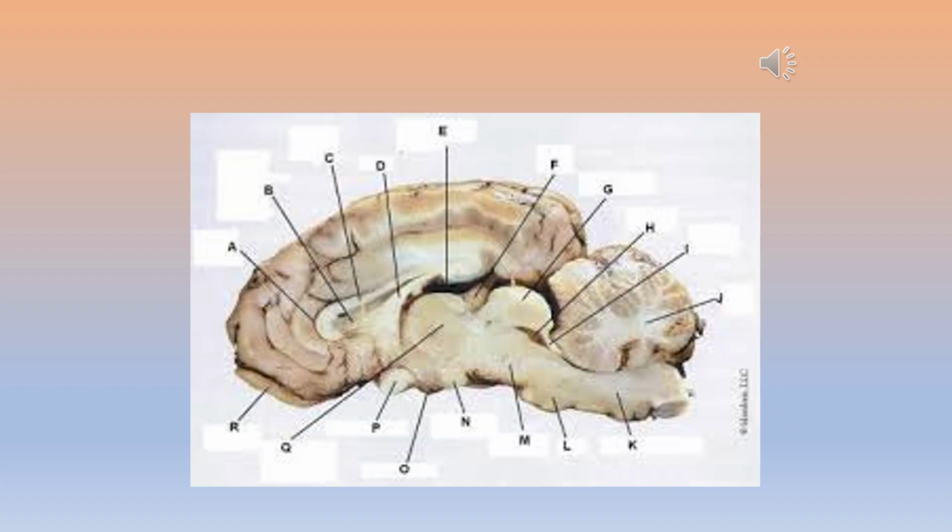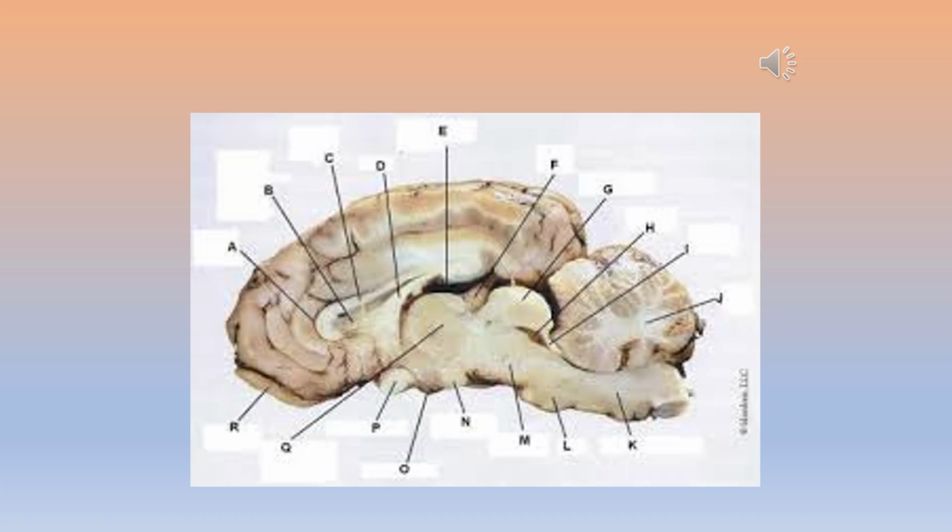Letter O, that is the stalk of the pituitary gland. The stalk of the pituitary gland is called the infundibulum. It connects the hypothalamus to the pituitary gland. Next letter is letter P. That is the optic chiasm, the location where the left and right optic nerves cross. Letter Q, that is the thalamus.